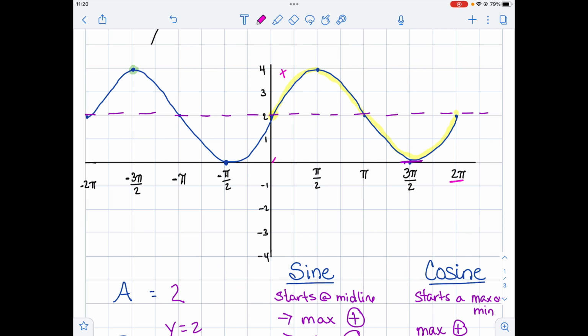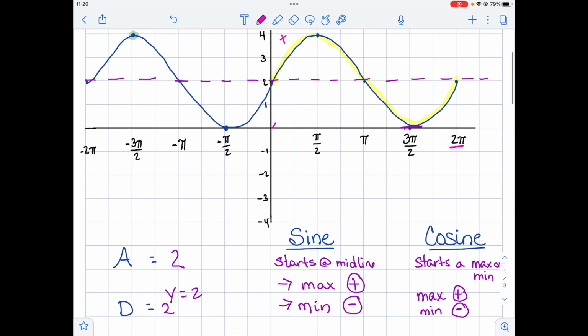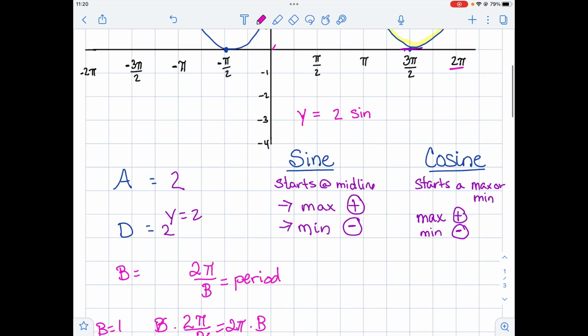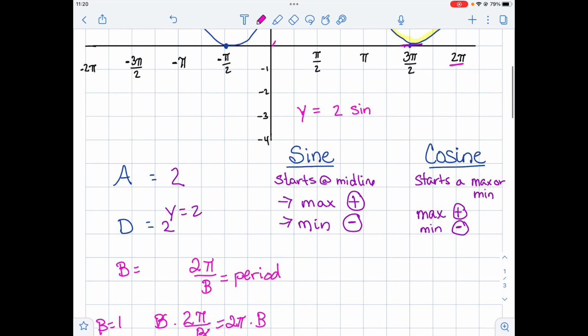Well, it starts at the y-axis, so it has no shift at all as far as phase shift. So we can go ahead now and write our equation for this in sine. We know it is y equals, and this is positive, and we had a 2, and we're doing sine. Our b we found was 1, so we don't need anything there. We can just say x. And then our d was a positive 2, so plus 2.